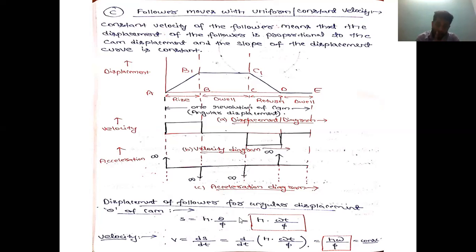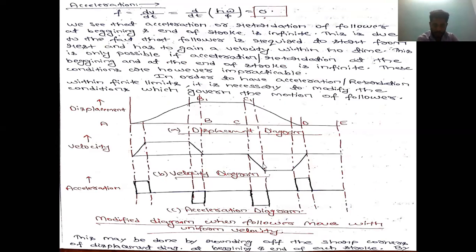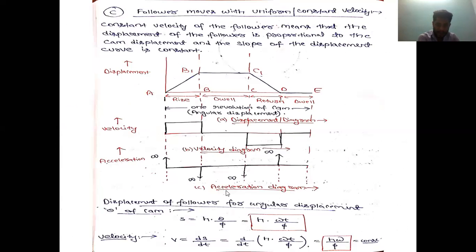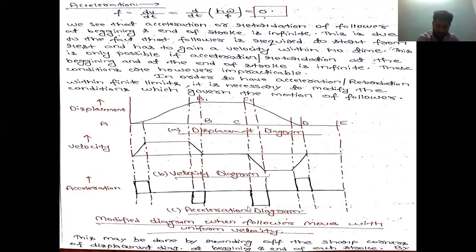Yes, sir. If it is to be found, then I have to change this displacement diagram somehow. If I can change this displacement diagram somehow, then only my acceleration will be in a finite range. How to change it? So this is that changed diagram. This is your modified displacement diagram when the follower is moving with uniform velocity. That is the actual displacement diagram. And this is the ideal displacement, velocity and acceleration diagram when the follower is moving with uniform velocity. This is the actual displacement, velocity and acceleration diagram when the follower is moving with uniform velocity.